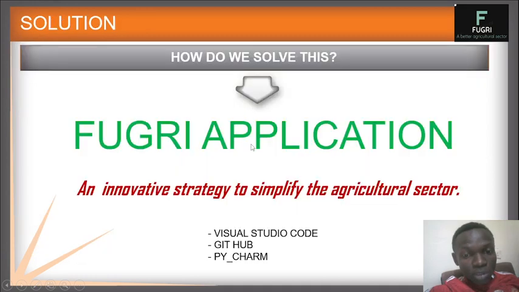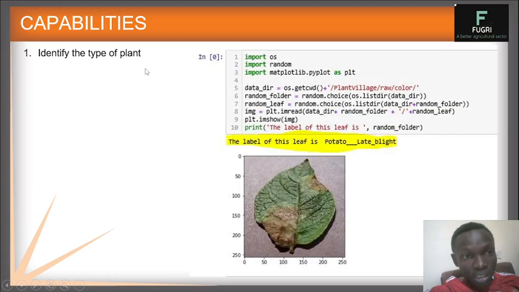As we said earlier, we used Visual Studio Code and PyCharm to edit the code that we used to write, to create the application. But then from GitHub we imported some of the data that we fed our application so that we can get the perfect outputs. Now the application itself is capable of doing the following things.